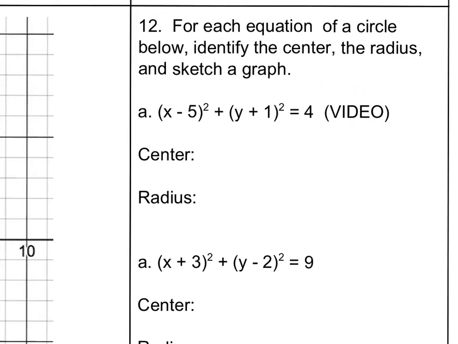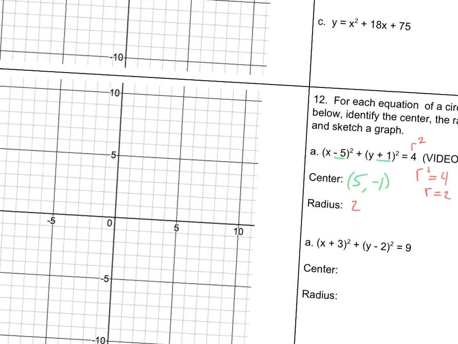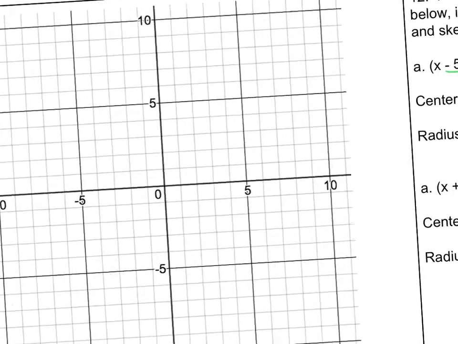All right, for number 12, we're looking at the equation of a circle. First thing I do is identify the center. It's going to be whatever makes each parenthesis 0. So in this case, 5 and negative 1. And finally, we've got the radius. That's going to be r squared. So in this case, r squared is equal to 4. That means that the radius is going to be 2. So center at 5, negative 1 with a radius of 2.